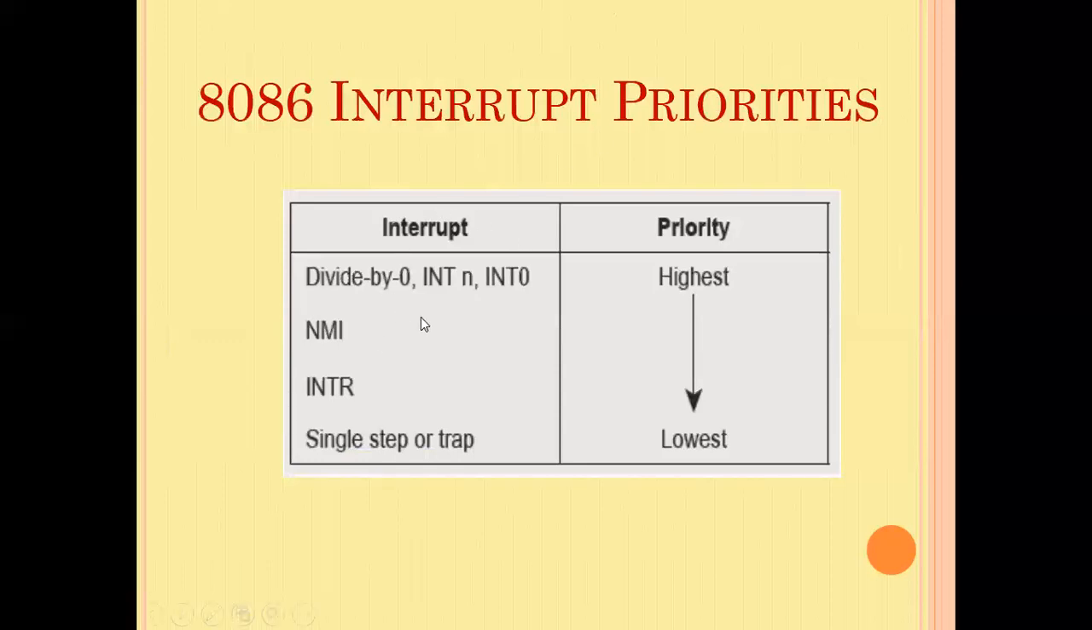And these are the priorities that are given for the various 8086 interrupts, starting from divide by 0, which will have the highest priority, and single step or trap will have the lowest priority. So these are all about the interrupts of 8086.